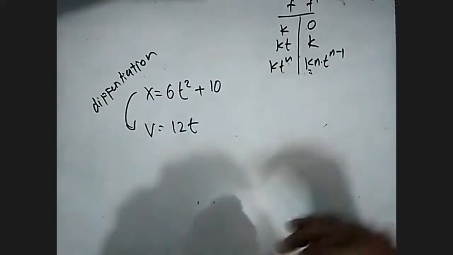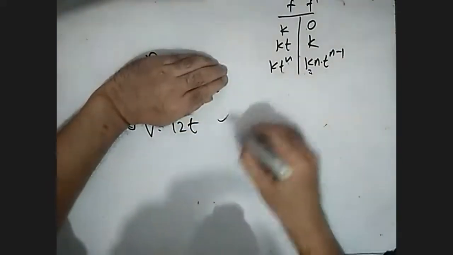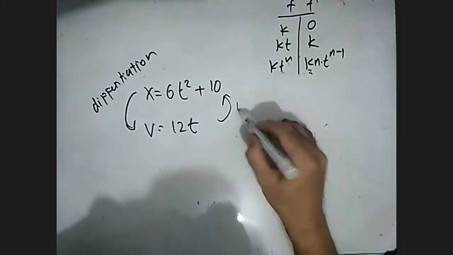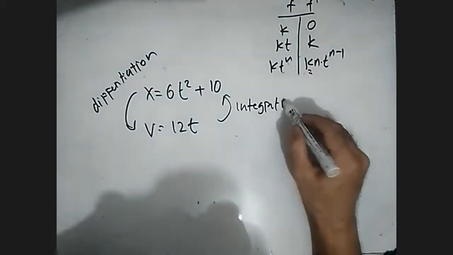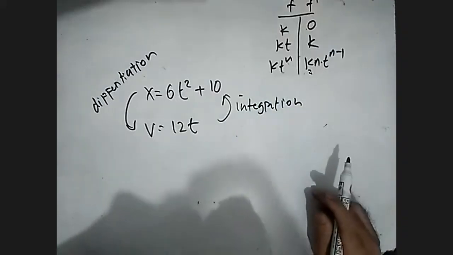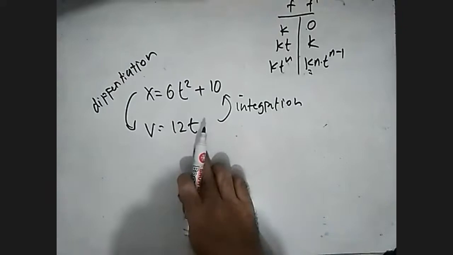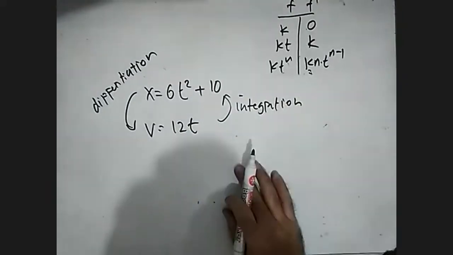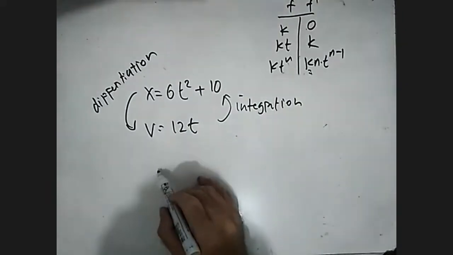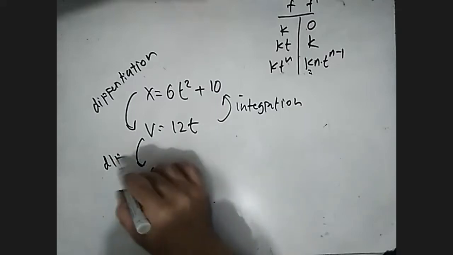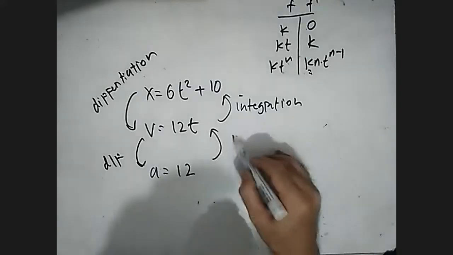Now, what about the other way around? I give you the formula for v is 12t. Find me the formula for x. That is what we call integration. So integration is finding from the previous to the previous one. Same here: if we have a is 12, this is the differentiation, and going back is going to be integration.